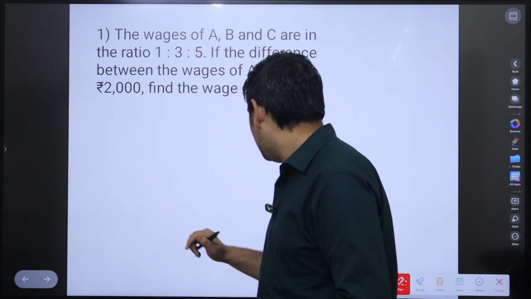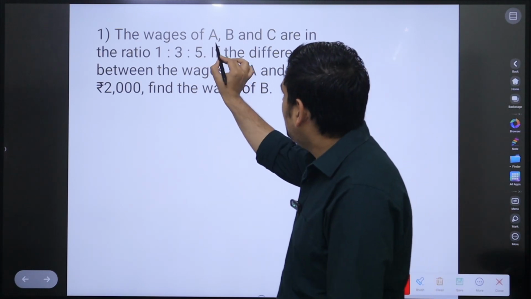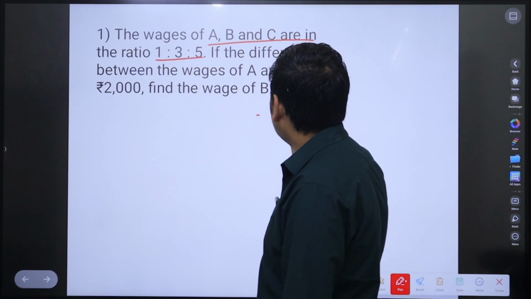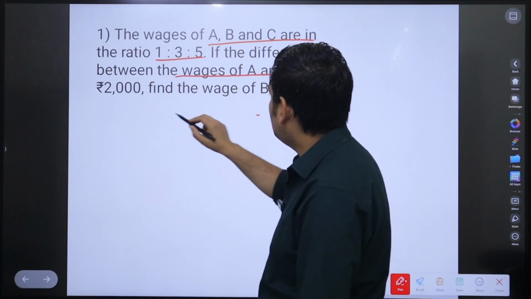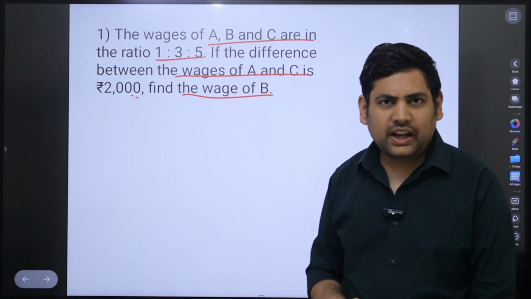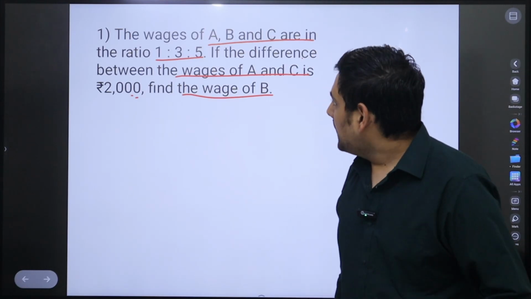Now let's see this one. It says the wages of A, B and C are in ratio 1:3:5. If the difference between the wages of A and C is 2000, find the wages of B. This they are asking.